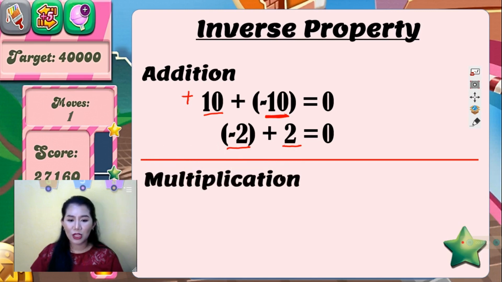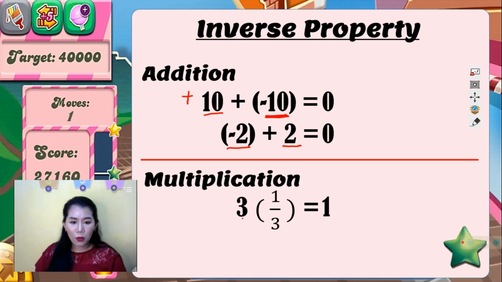For multiplication naman, ang sabi dito ay, if you have 3 times 1/3, it is equal to 1. So, kung meron kang 3, ang inverse niya ay 1/3. Okay? Let me just clear to you this inverse. Diba? We have 3. Ang totoo kasi noon class, hindi ko lang alam kung naituro na sa inyo nung elementary, but I'm sure, siguro naman ay naituro.